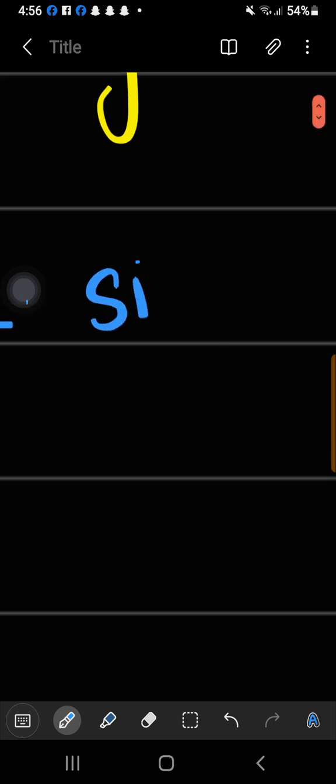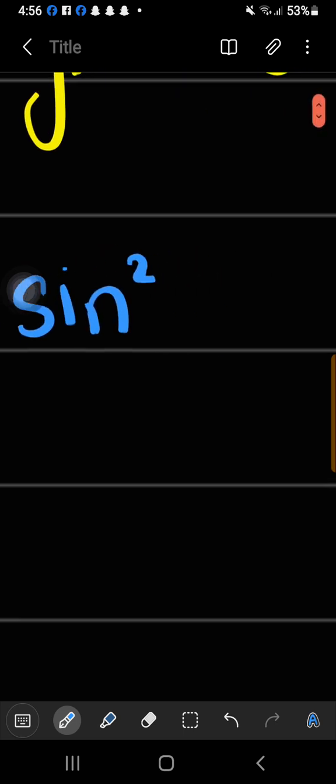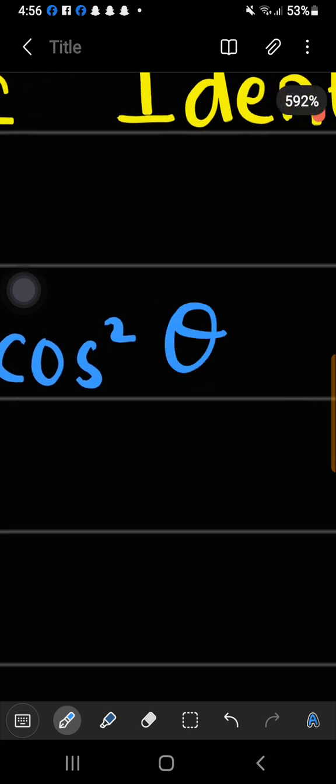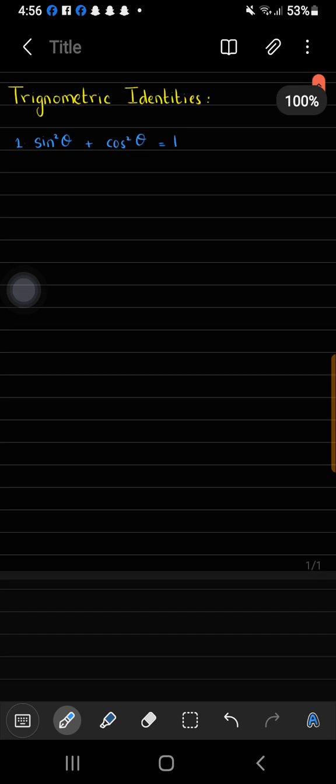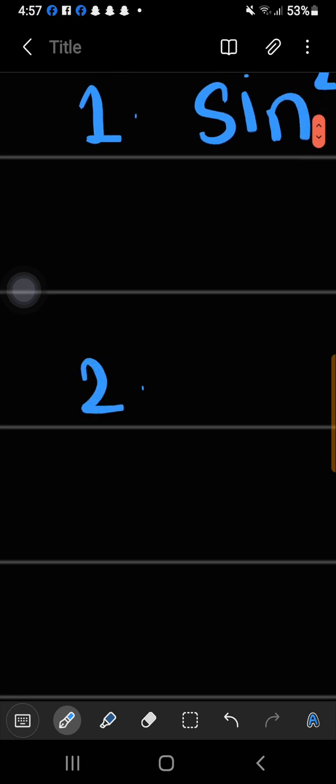So the first one is sine square theta plus cos square theta is equal to 1. Through this we can derive that sine square theta is equal to 1 minus cos square theta, and cos square theta is equal to 1 minus sine square theta. We already know this. Then we move ahead to some more basic identities.